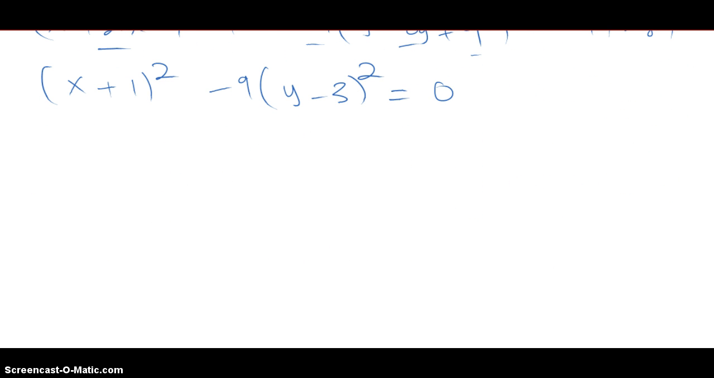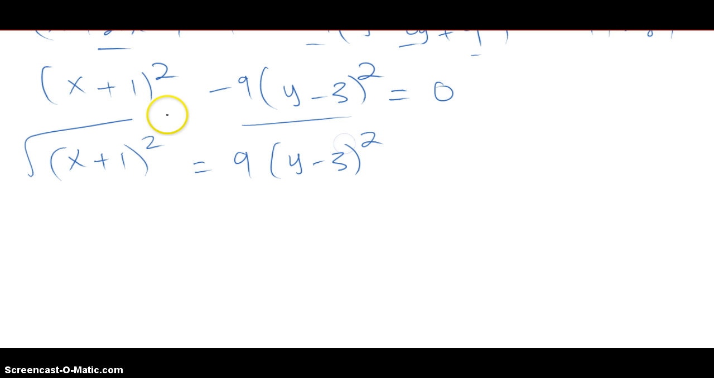So now that means we can take this over to that side. So let's see what happens when we do that. Basically we're going to get a line instead of a parabola. So we get x plus 1 squared, and that equals 9 times y minus 3 squared.